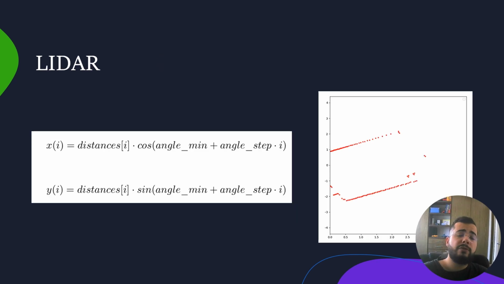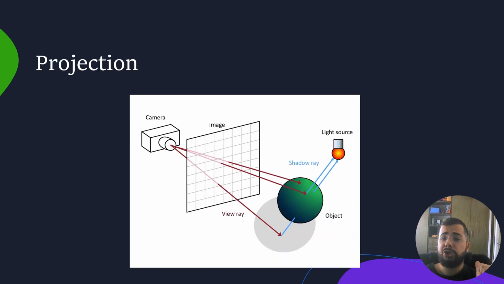Now that we have the YOLO information, we can begin processing the lidar. The lidar outputs a series of distance readings separated by an angle increment in a circular pattern. To get the X and Y positions of each one of the points, we can use the following equations. We now have the YOLO bounding boxes, the lidar points, and the position of the robot. And we can use this information to extract the position of the objects and classify them by using projections.